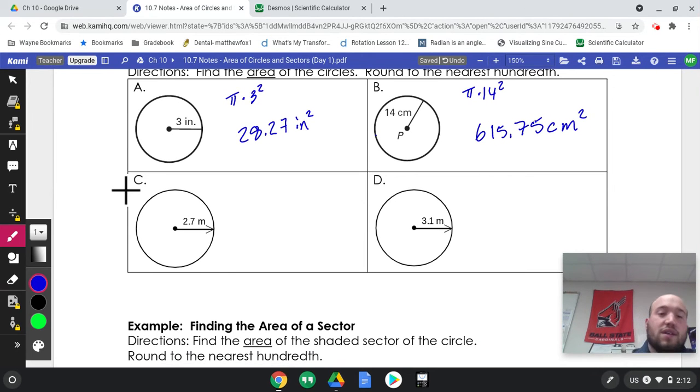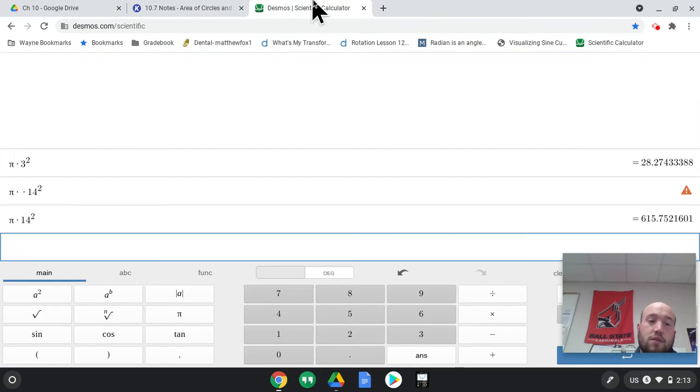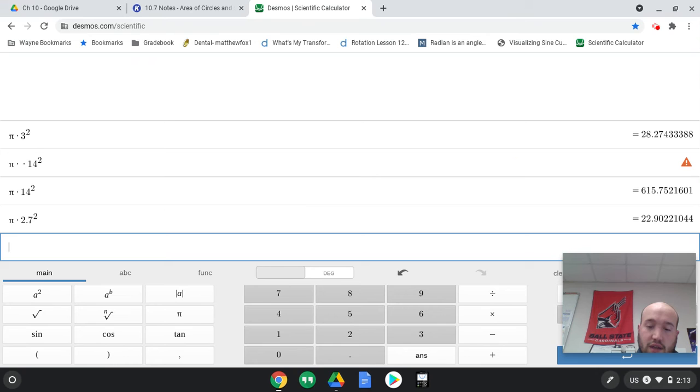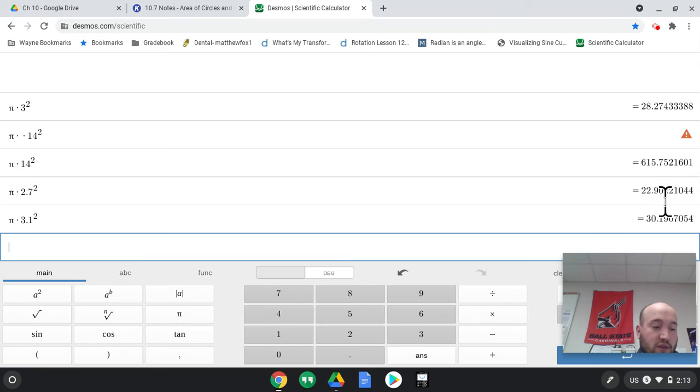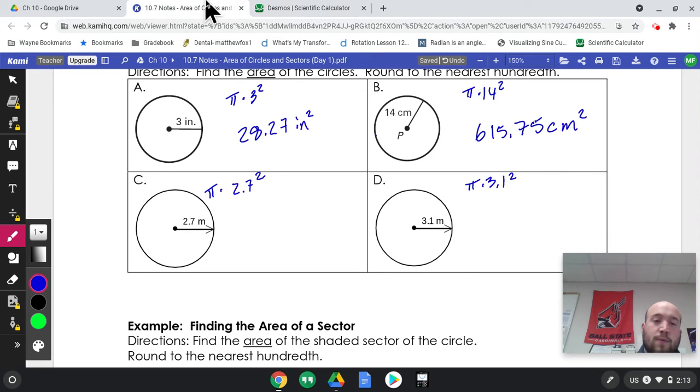We'll do the same thing here. This one is 2.7, so pi times 2.7 squared. This one is 3.1. Even though they're decimals, it still works exactly the same. So pi times 2.7 squared, and then pi times 3.1 squared. And we get 22.90 for the first one, 30.19 for the second.